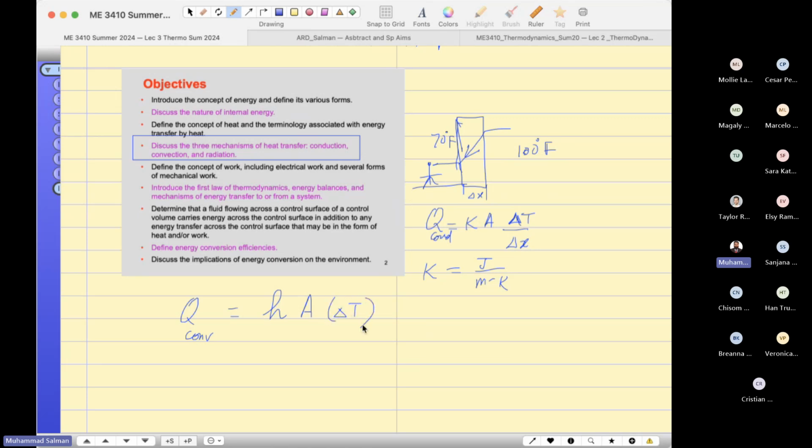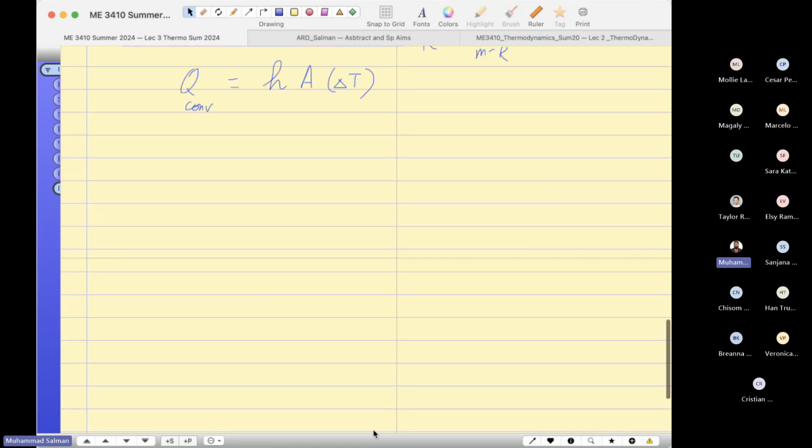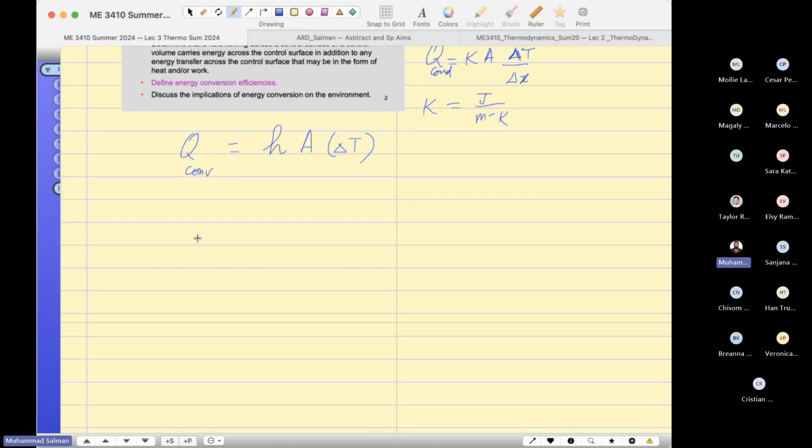And if you talk about radiation, then you have to use another formula. Q radiation is Boltzmann constant, and delta T raised to power 4. I believe there is emissivity. We will talk about the black body radiation, where emissivity is equal to 1. So we will talk more about it.